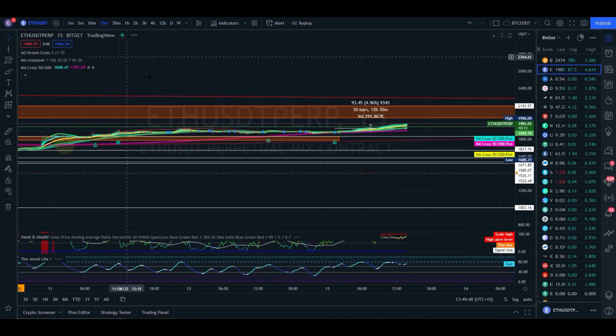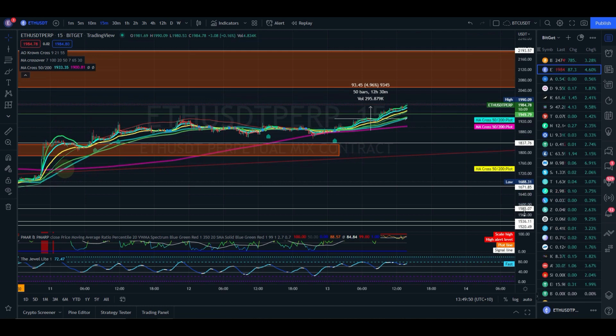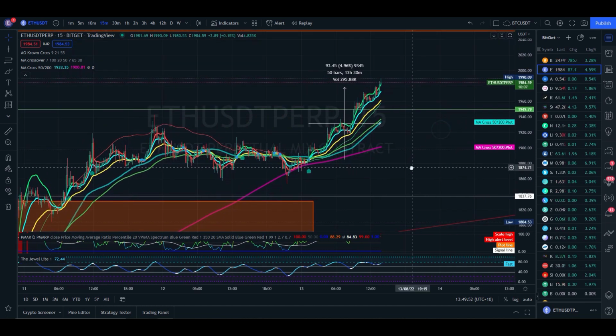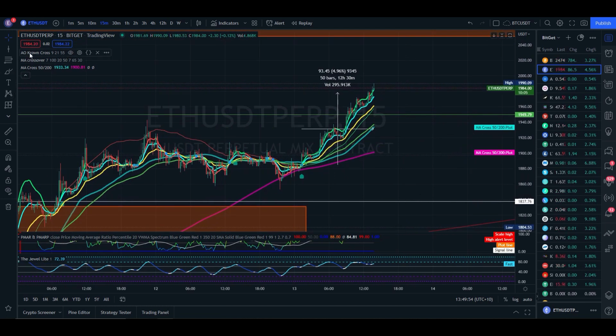So if I'm day trading, I normally use the 15-minute time frame. And I use these 3 indicators: the AO Crown Cross, the MA crossover 7, 21, 55, 30 exponential moving averages, or EMAs as you want to call it. Also use the MA cross, the 50 and the 200 day moving averages to give me another level of confirmation when I'm buying or getting into the trades.